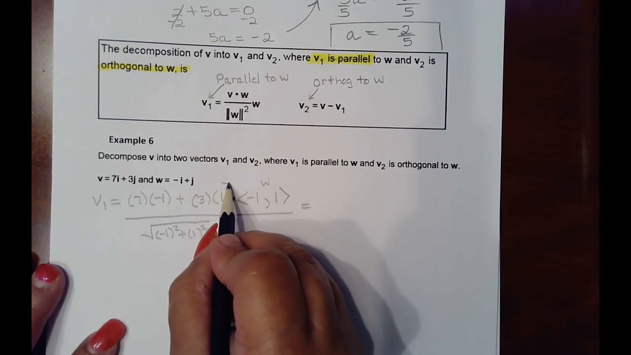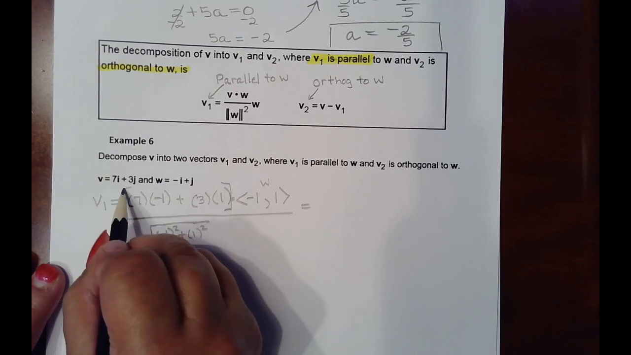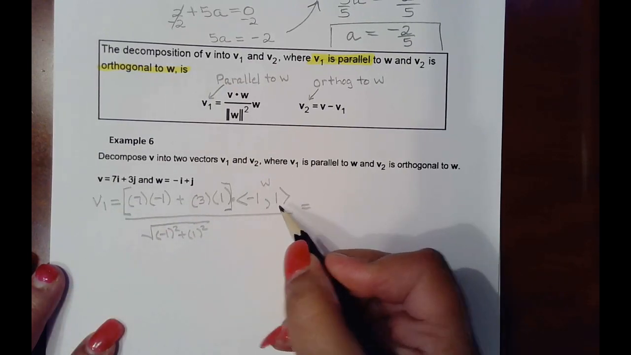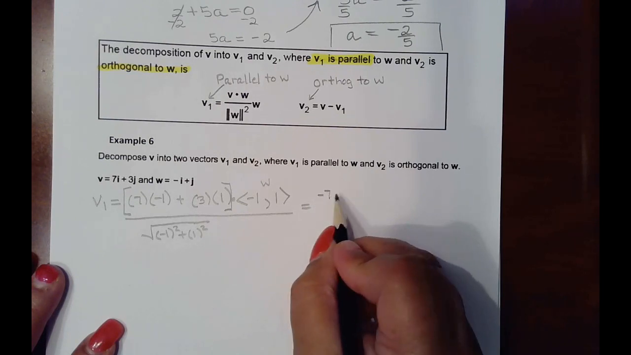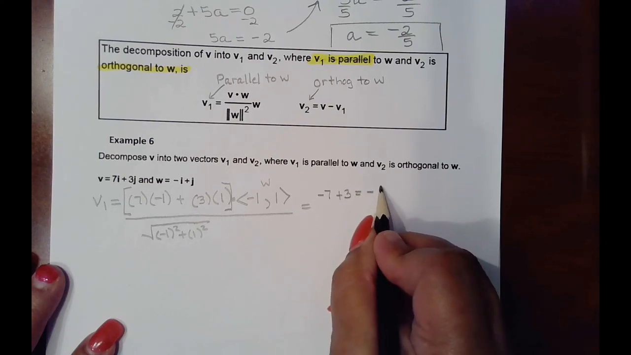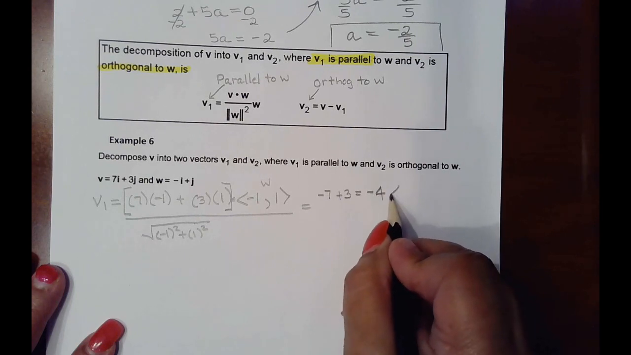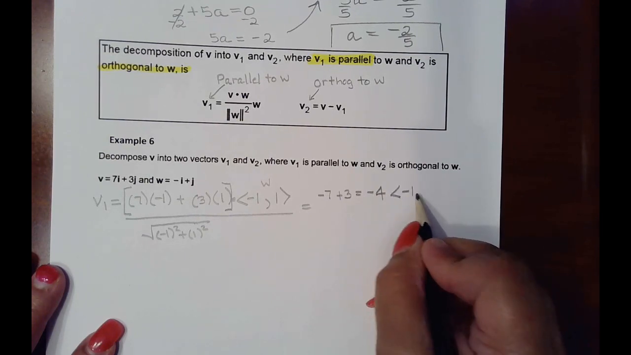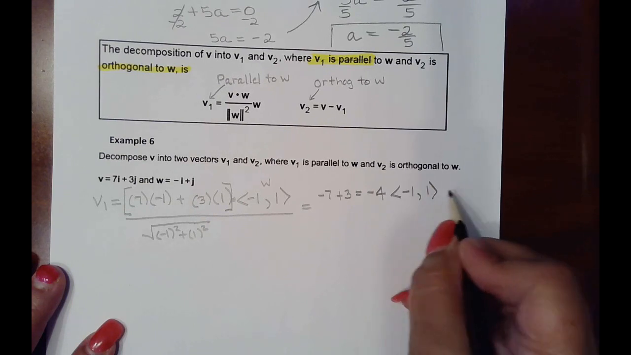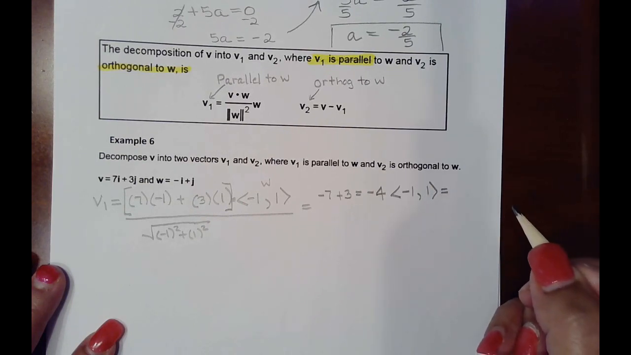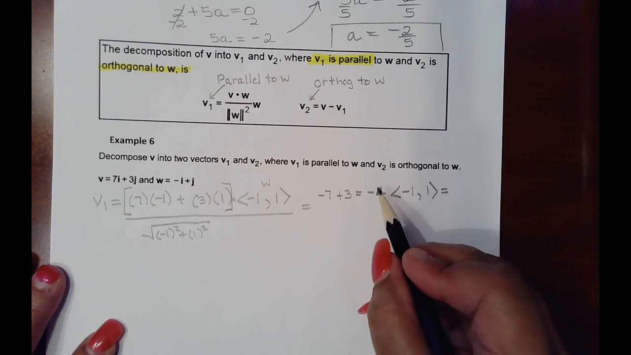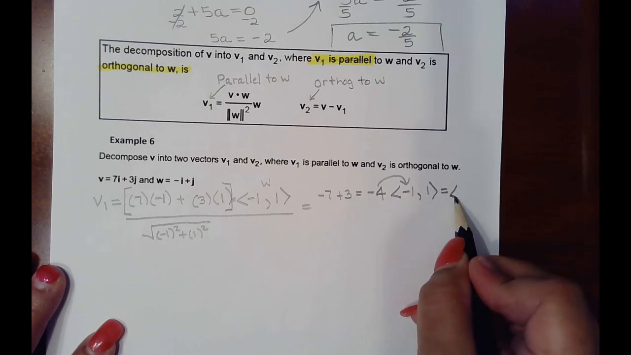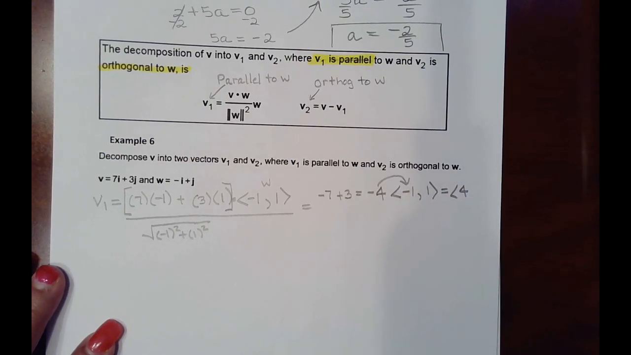And we're going to take everything that we get here and multiply it by that vector W. Okay, so it's -7 plus 3, which turns out to be -4. And that -4 is going to be multiplied by the vector -1, 1, which turns out to be, this is everything happening at the top. Okay, so that'll be -4 times -1. That'll be +4.